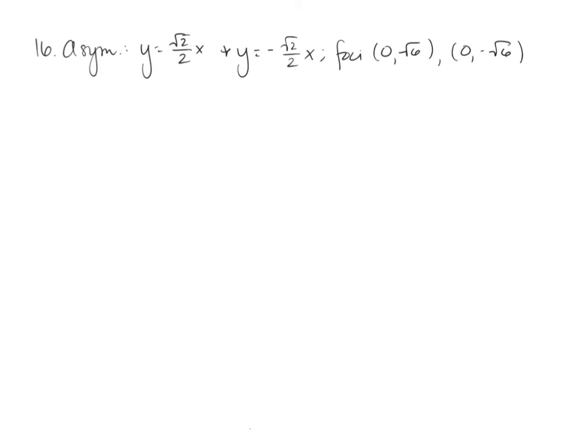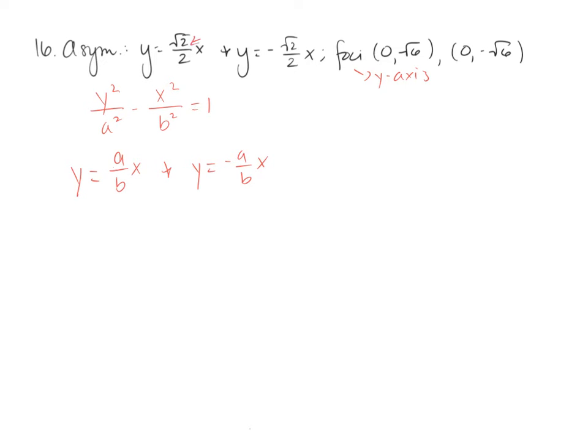So let's look at 16 then. In 16, they give us the foci, 0, square root 6 and 0, negative square root 6. And then they give us the asymptotes, y equals square root 2 over 2 x and y equals negative square root 2 over 2 x. First thing to note is that our foci are on the y-axis, right? So that tells me my hyperbola equation is going to be y squared over a squared minus x squared over b squared equals 1. And my asymptote formulas are going to be y equals a over b x and y equals negative a over b x. So we just need to fit what we were given in terms of that.